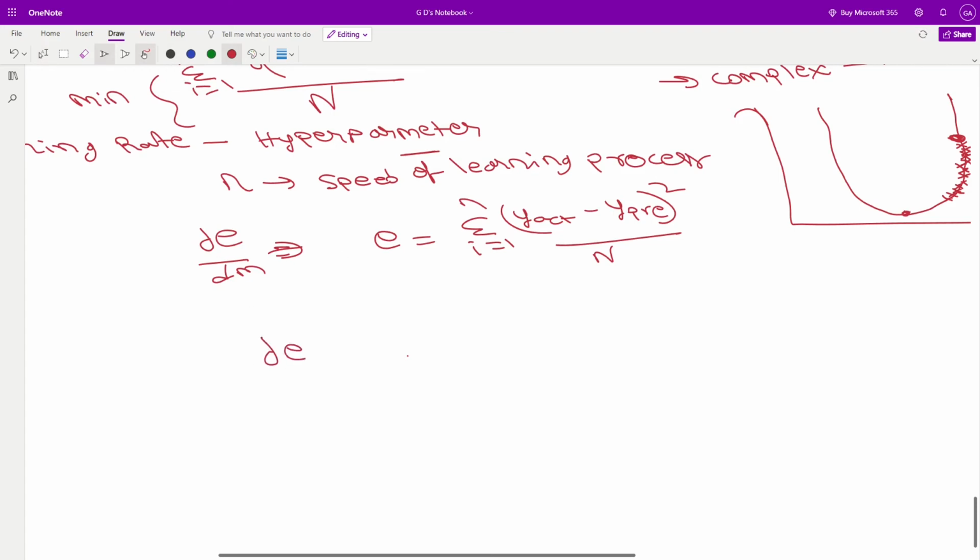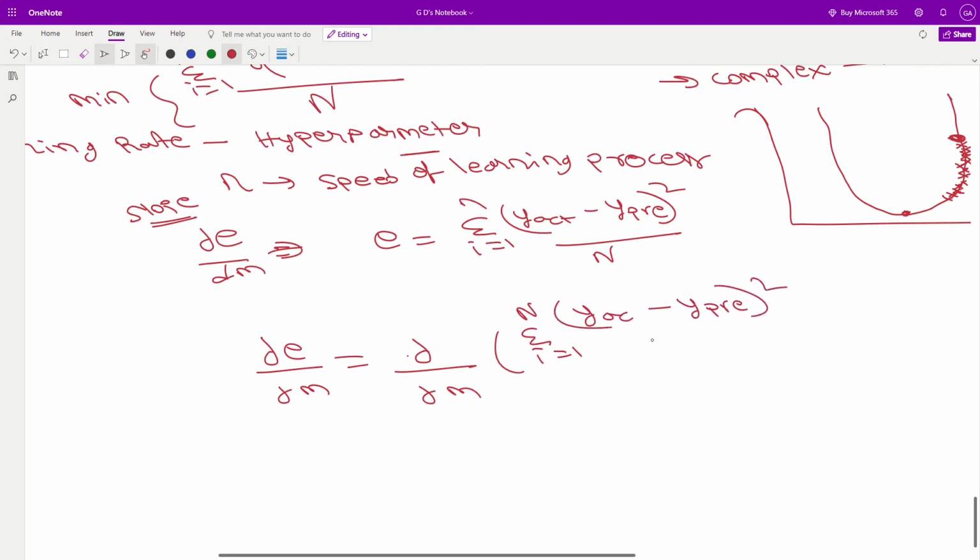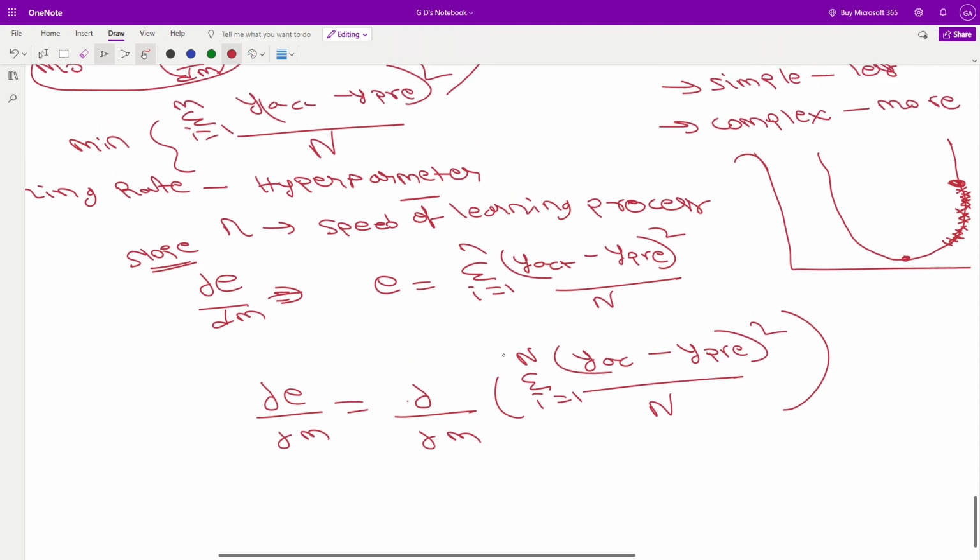This becomes de by dm equals, let me solve this equation and substitute back here. d by dm means, I told you, we'll be using this slope. Right now we are trying to find the slope. Now d by dm of the e value is the summation of i equals 1 to n of (y actual minus y pred) whole square divided by n, right? Now let me take the n outside, and the summation outside, and send this d by dm inside this particular equation. Let's solve this right now.